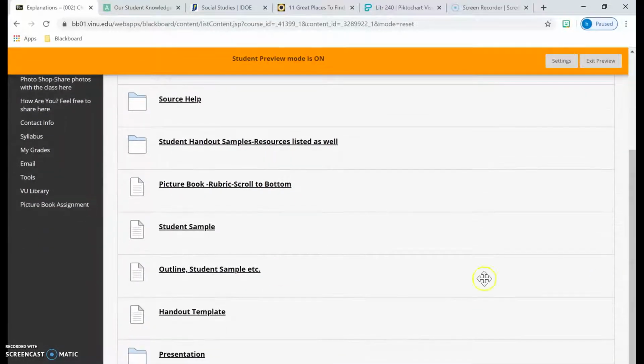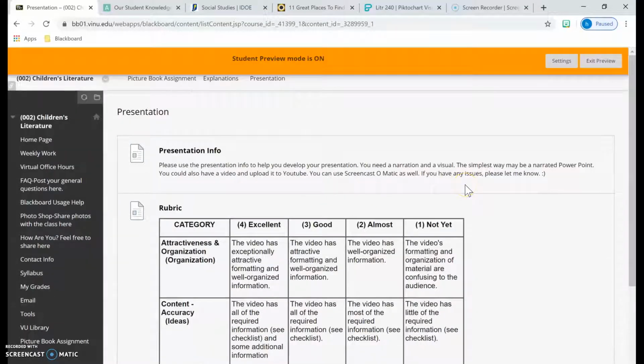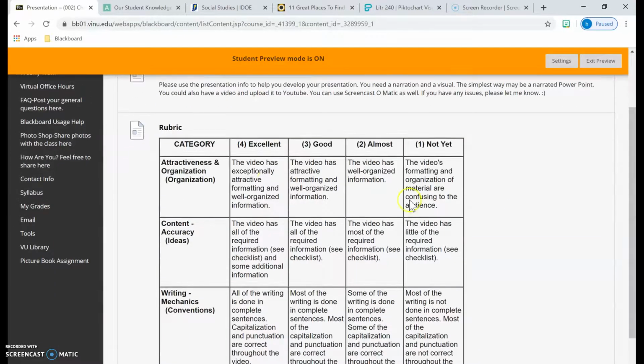And then this is the presentation. After this, it'll turn into a presentation. You can do this via PowerPoint. You can do a YouTube video with a visual. The video has exceptionally attractive formatting and well-organized information.